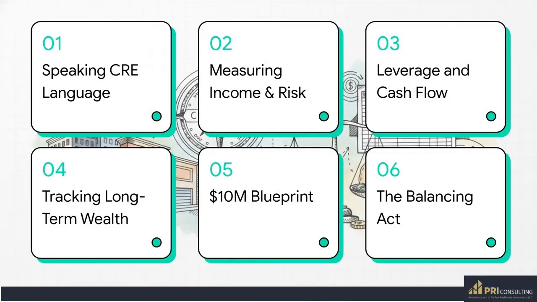So to get you fluent, here's our roadmap for today's explainer. First, speaking the CRE language. Second, measuring income and risk. Third, leverage and cash flow. Fourth, tracking long-term wealth. Fifth, the $10 million blueprint. And finally, the balancing act of deal analysis.